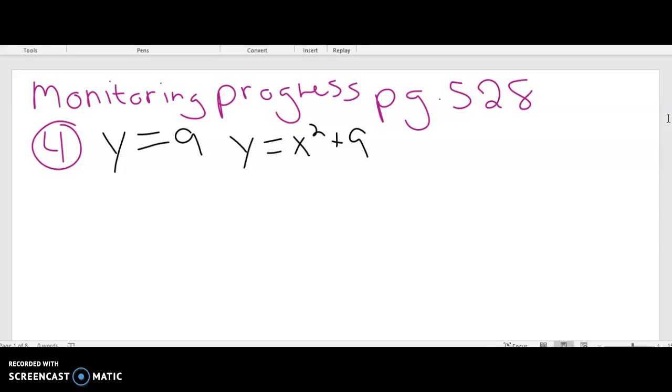This is going to be over solving systems of nonlinear equations. These are going to be the monitoring progress problems on page 528 in our book. I'm going to go over, I think, all of the substitution ones in this video, and then I'll probably make another video for the elimination, just so we're comfortable with it.